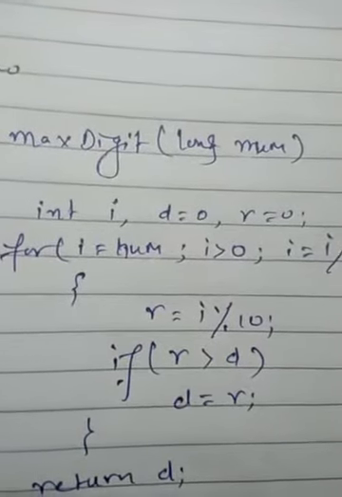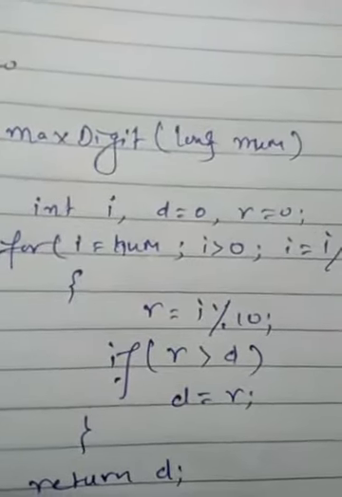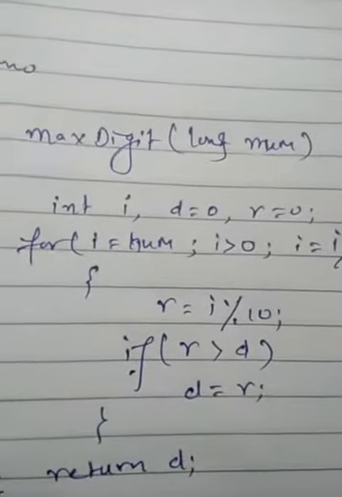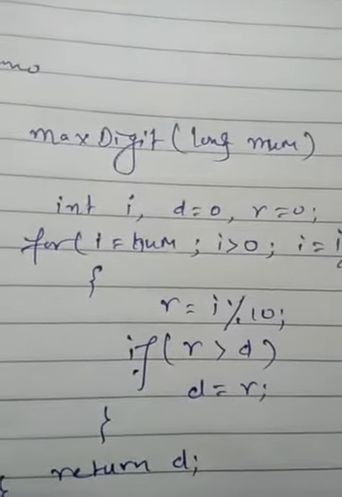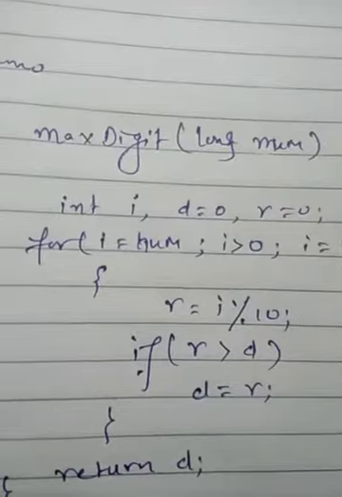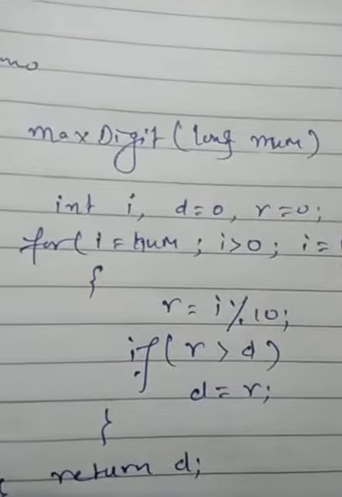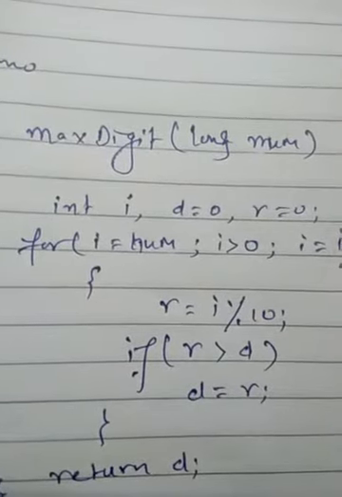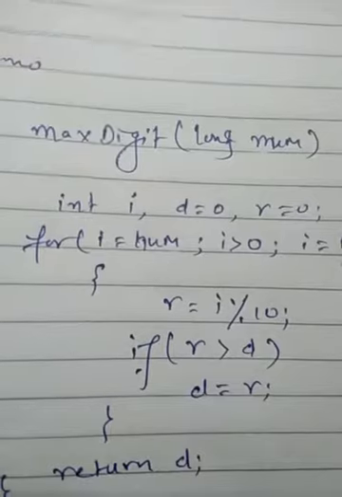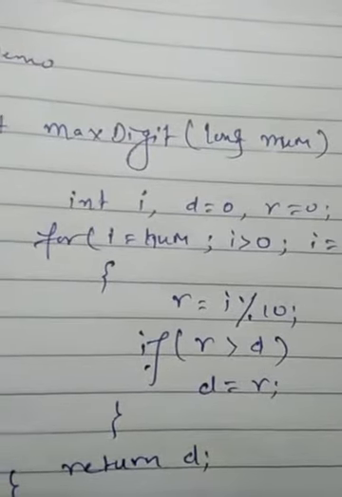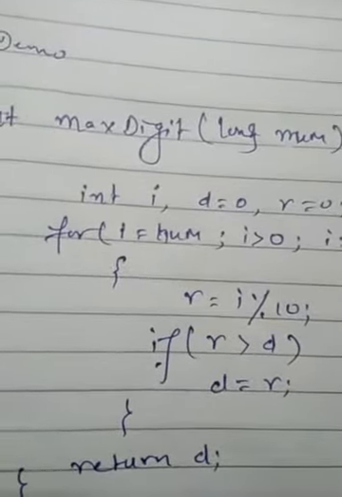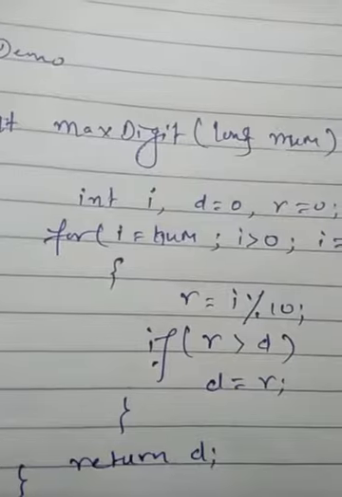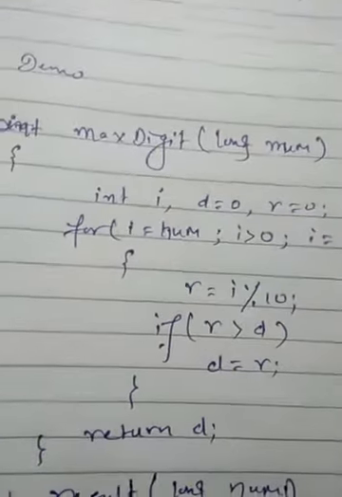If the value of r is greater than d, where d's starting value is 0, then we will transfer the value of r into d. This will repeatedly perform, so at the last we will get the highest digit from a multi-digit number and return it from the function.